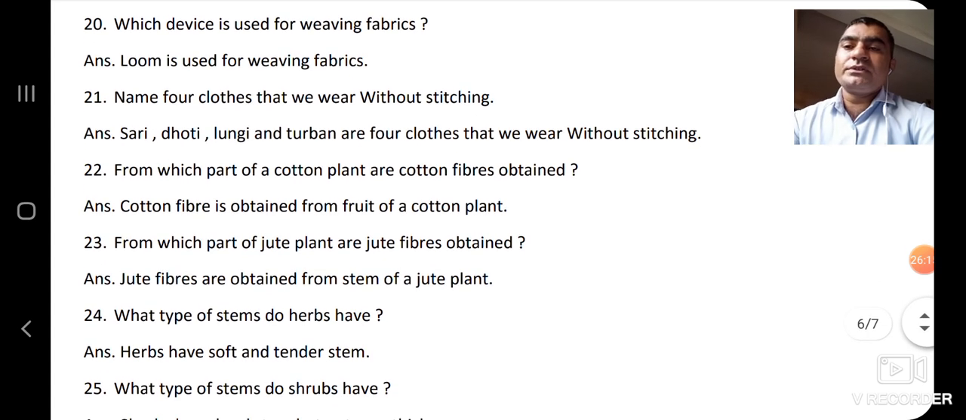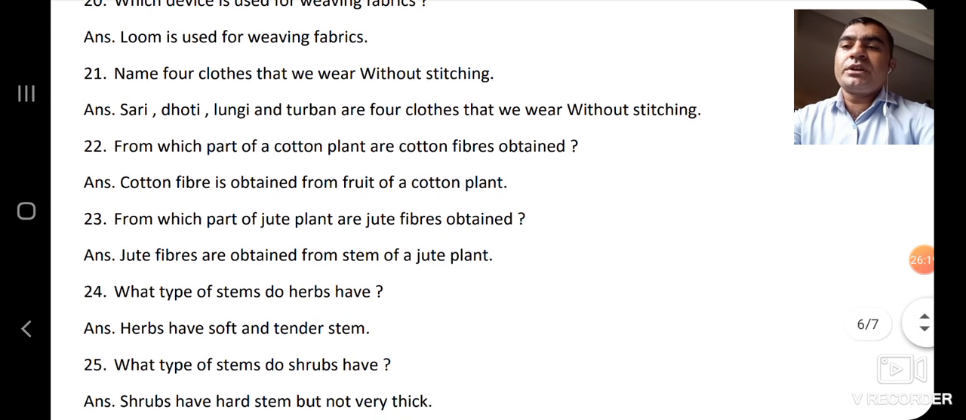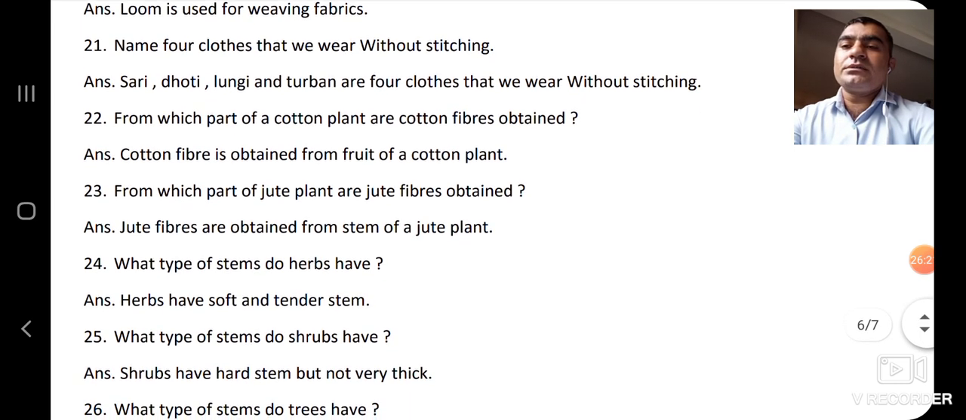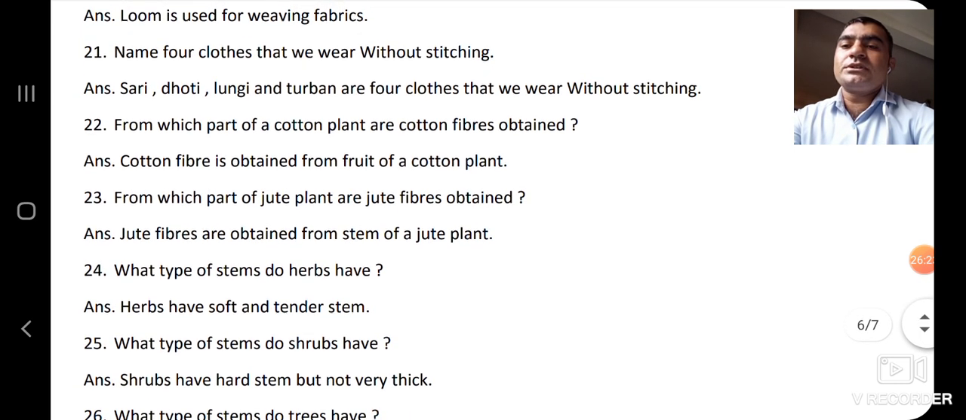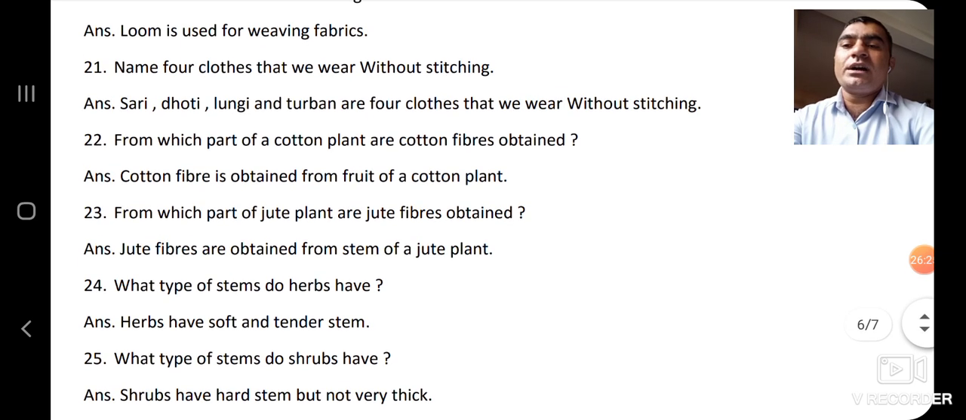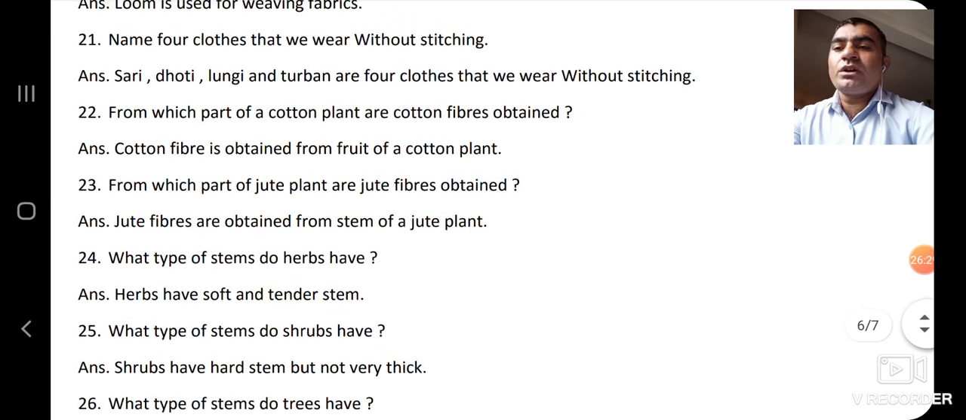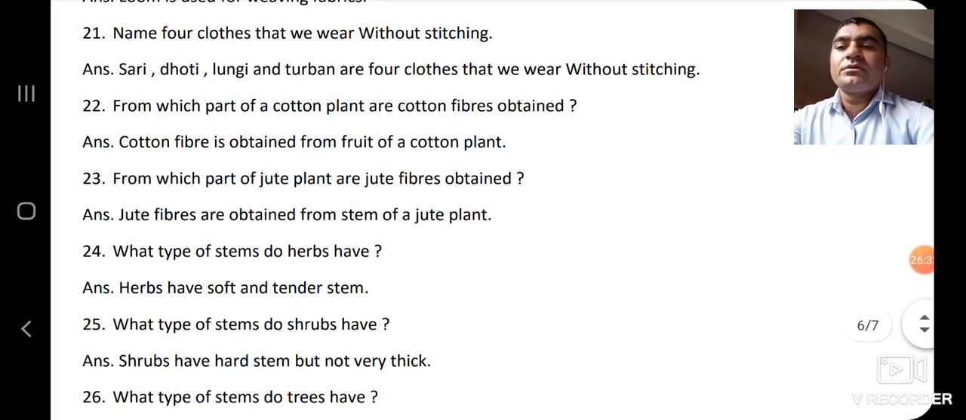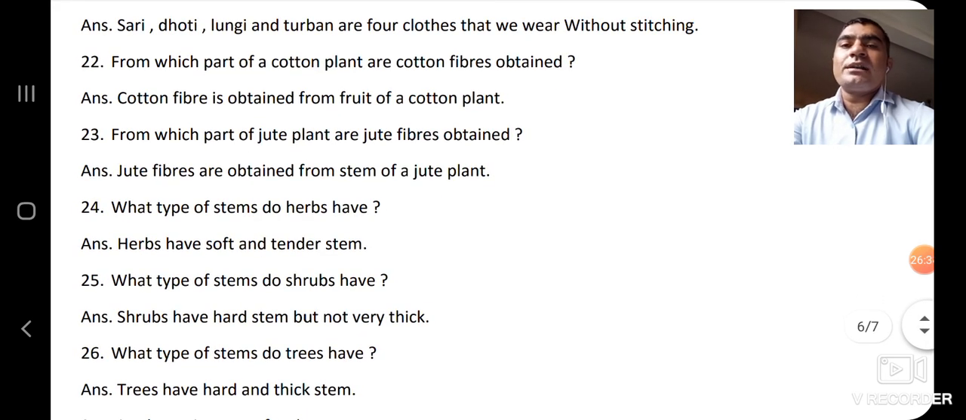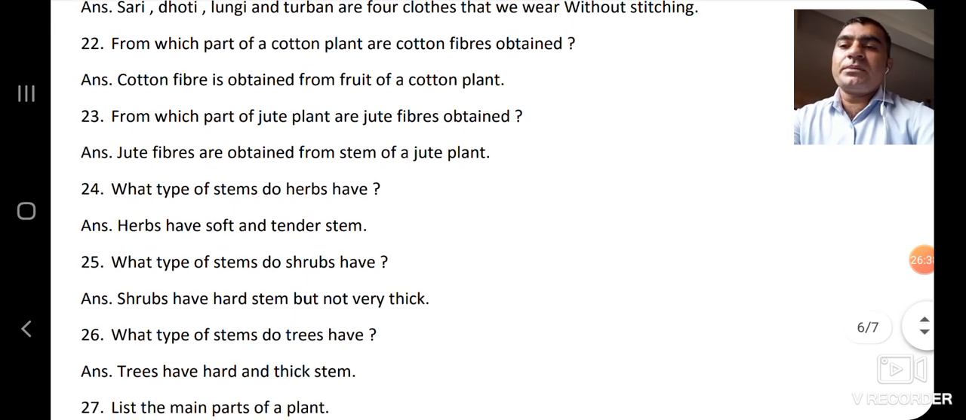The next question we have is, what type of stems do shrubs have? Shrubs have hard stem but not very thick. The next question is, what type of stems do trees have? Trees have hard and thick stem.